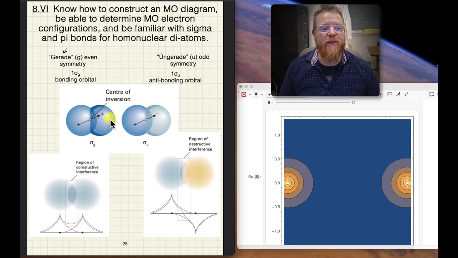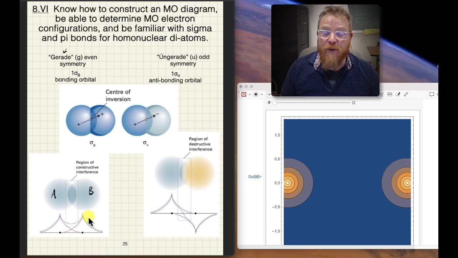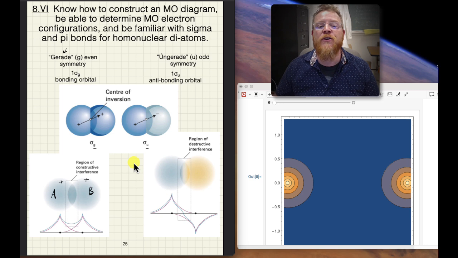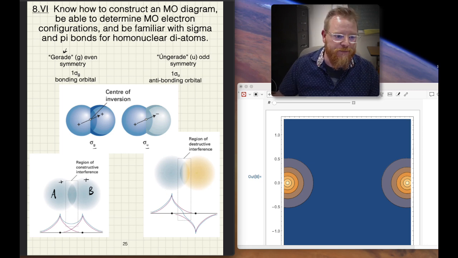So for example, if I look at the sigma orbital bonding state, where recall I had atom A and atom B, and I had enhanced constructive interference in the internuclear zone. That creates a bonding orbital where both orbitals now have the same phase, they're both positive. If I take a center of inversion and draw a line across that center of inversion, if the sign doesn't change, then it has gerade symmetry, we give it a g. And if the sign does change, we give it an ungerade, or a u, for odd symmetry.